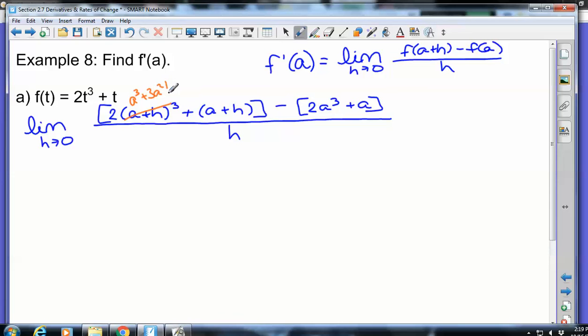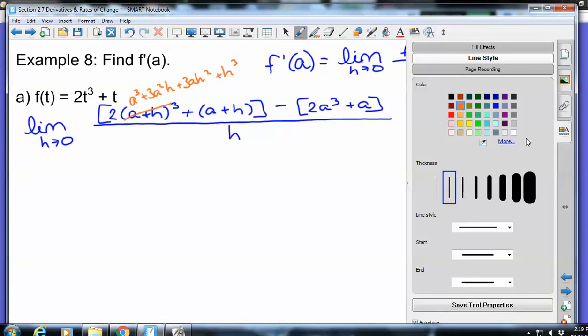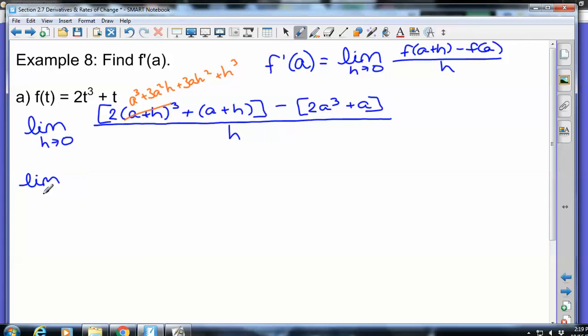So this a plus h to the third, we just figured out would turn into a cubed plus 3a squared h plus 3ah squared plus h cubed. That's the little part that we did. Still multiply by 2. Now we've got to keep going with this. So I've got the limit as h approaches 0.